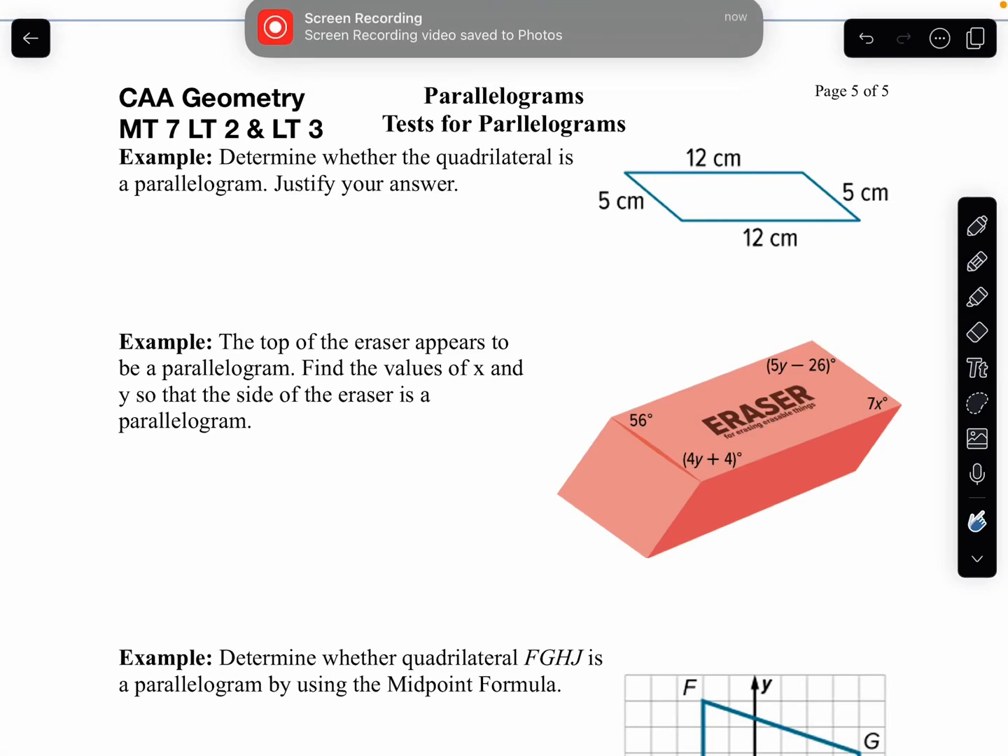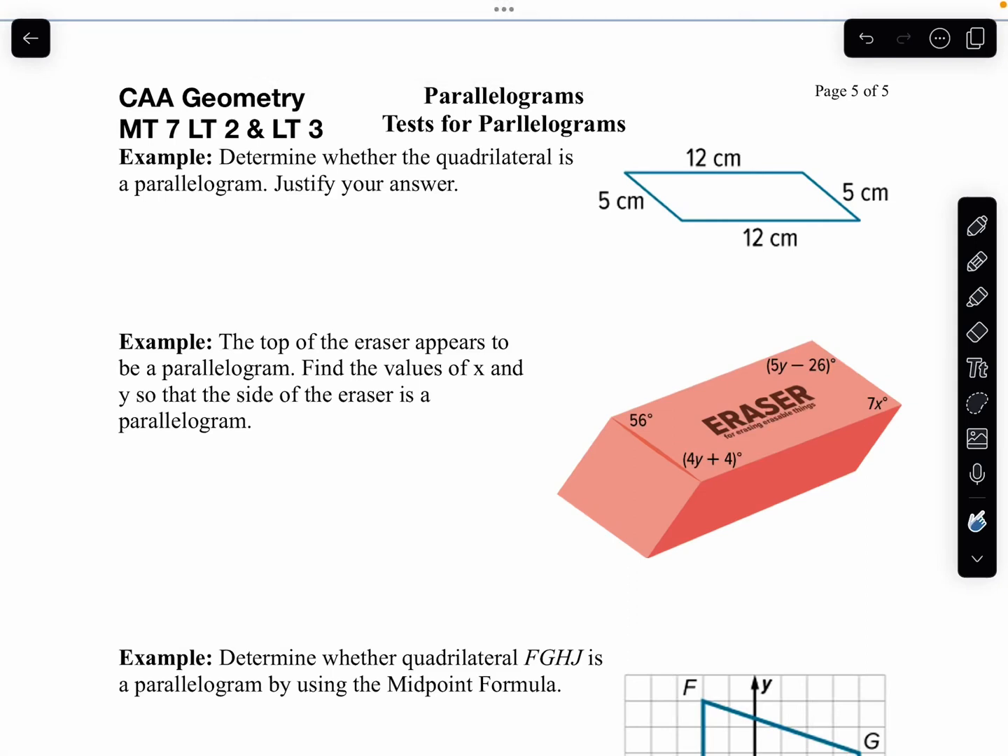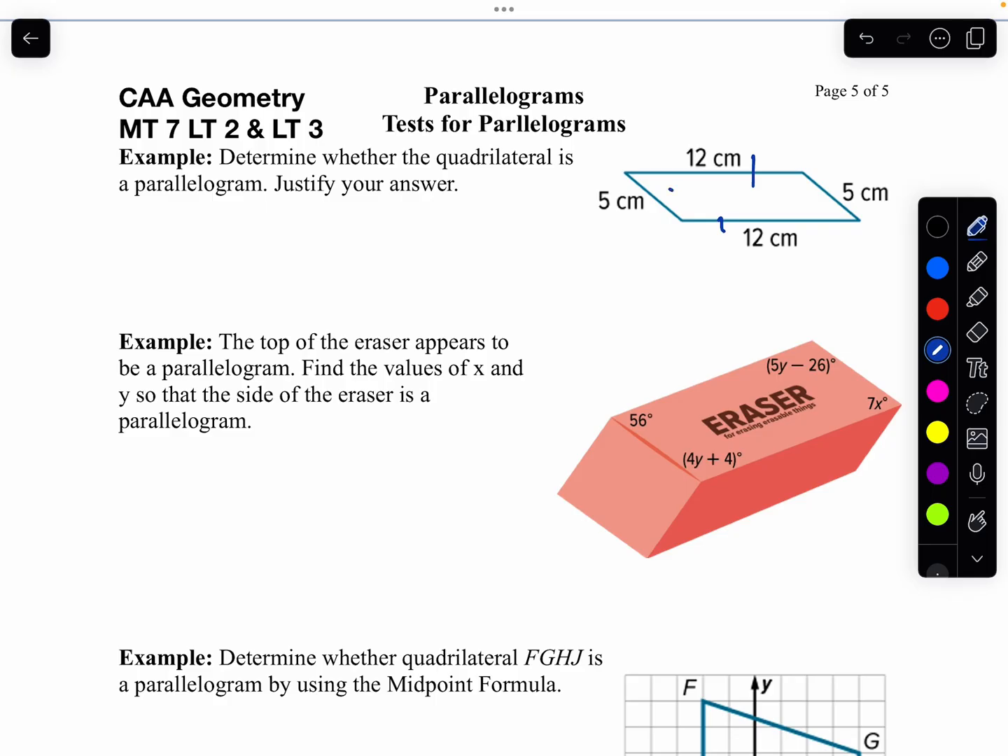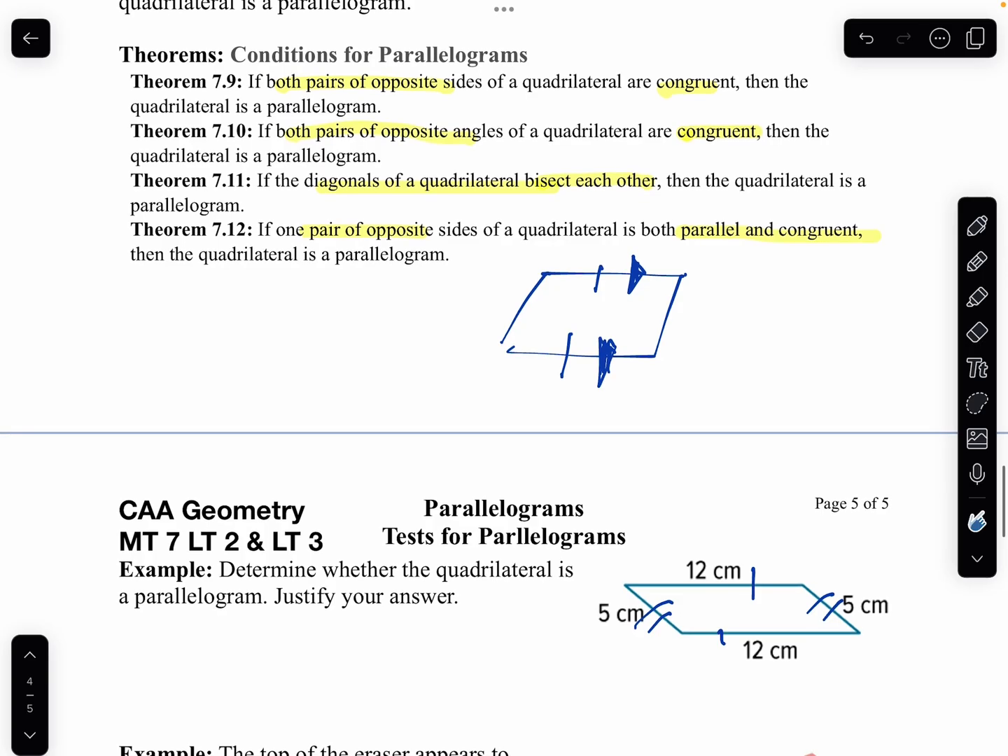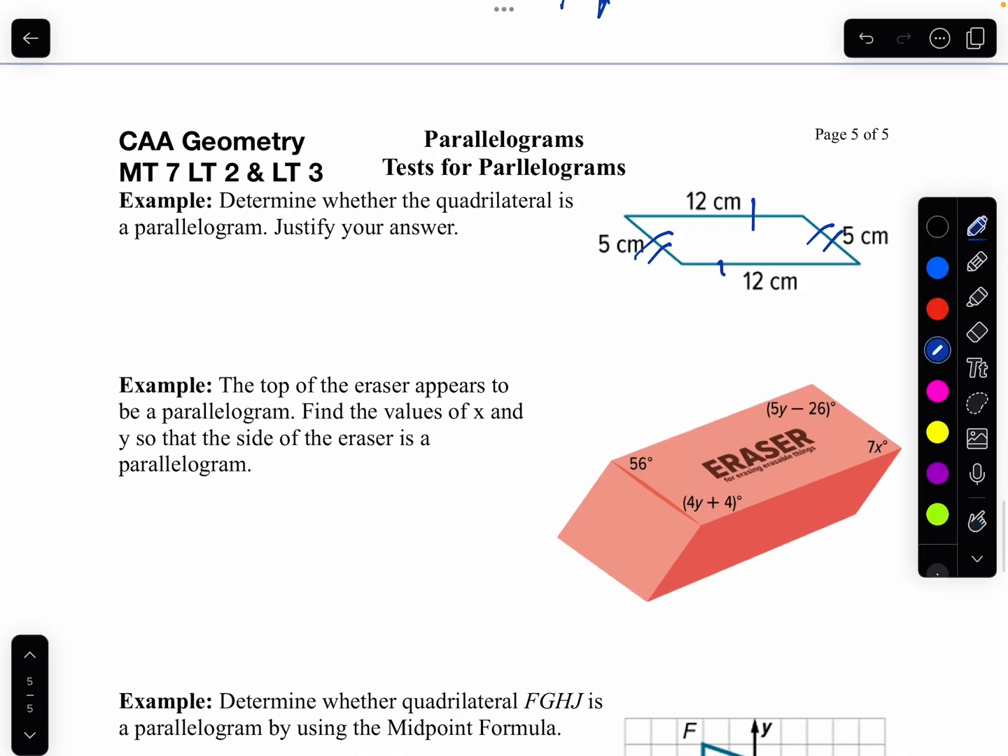Now, on our next example, I'm going to know, is this a parallelogram? Notice we've got both pairs of opposite sides congruent. So yes, that is our first theorem we learned about in this section. Okay, so we would just say both pairs. So this is a justification on your assignment.